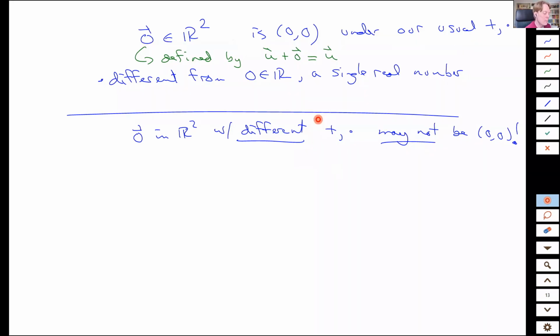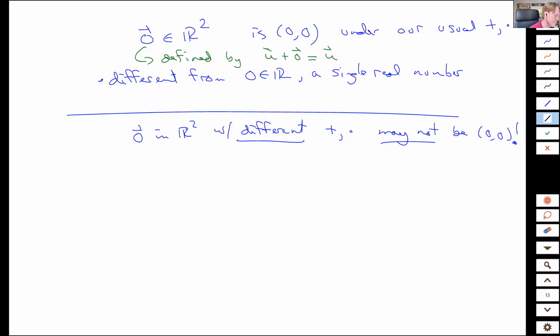Otherwise, we're going to keep with the regular rules. If we want you to mess around with the plus and scalar multiplication operators, we will announce that as almost the first thing in the question. And one of the consequences you have to be ready for is that you have to broaden your mind a bit. 0, 0 may not be the element there.